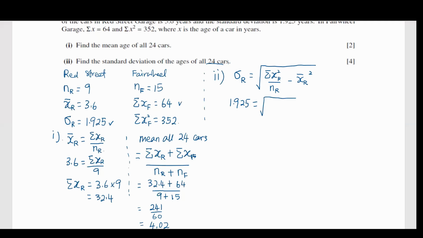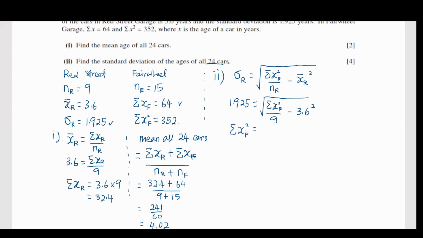Square root, and sigma x squared for Rake Street is what we need to determine here. And the number of used cars from Rake Street is 9. And the mean is also given, 3.6, squared. All right, so do the calculations.